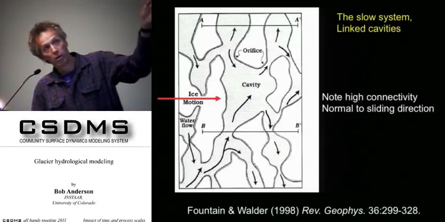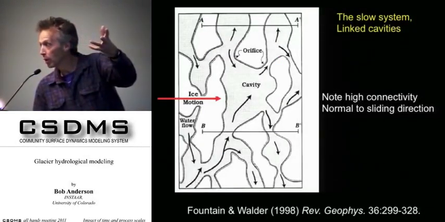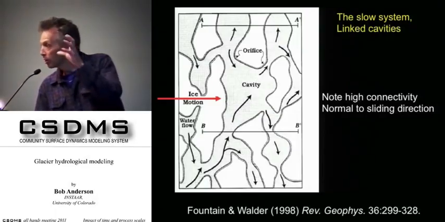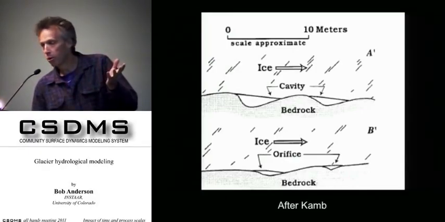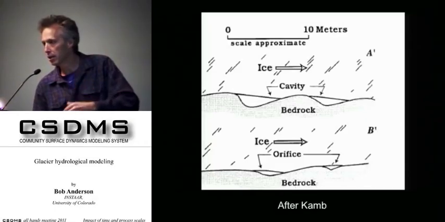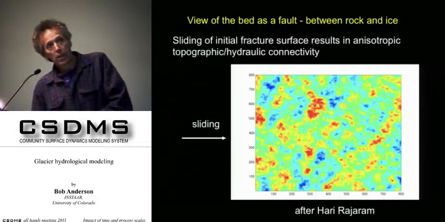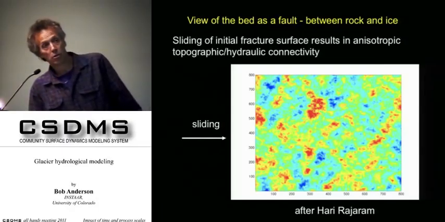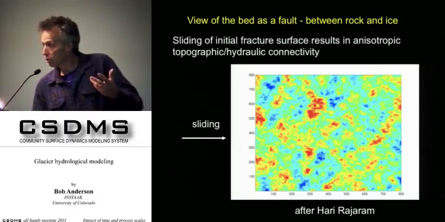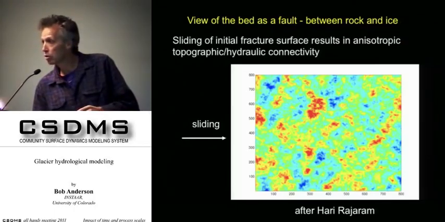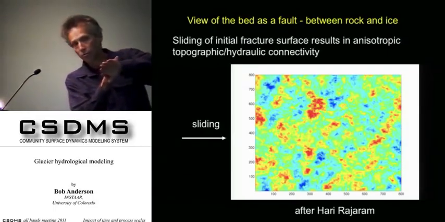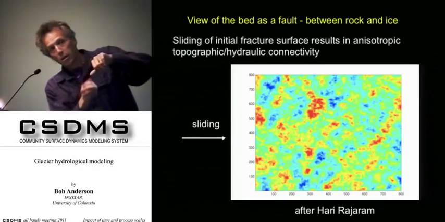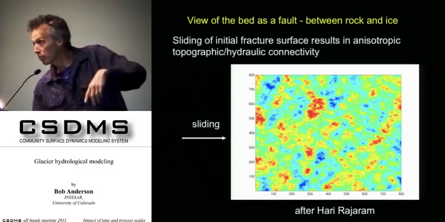So here's motion from left to right over a complicated bed gives rise to a set of cavities which interconnect through thinner orifices. This view of the subglacial system put forth by Cam is nicely illustrated when we look at deglaciated beds. And Hari Rajaram here in the civil engineering department has done work on the hydrology of faults that shows the anisotropy of the transmissivity of the subglacial system of a fault system. If you fault with sliding left to right, you open up voids that tend to connect in a transverse way.